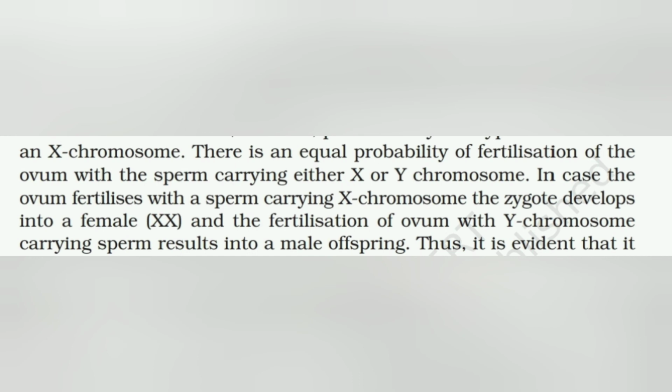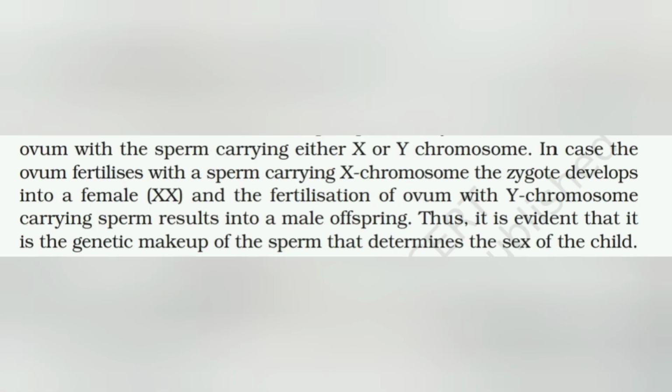There is an equal probability of fertilization of the ovum with a sperm carrying either X or Y. In case the ovum is fertilized with a sperm carrying X chromosome, the zygote develops into a female, and fertilization of the ovum with a Y chromosome carrying sperm results in a male offspring. X sperm fusing with the ovum gives female, while Y sperm fusing with the ovum gives male.